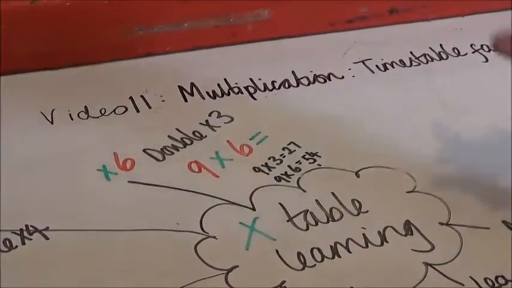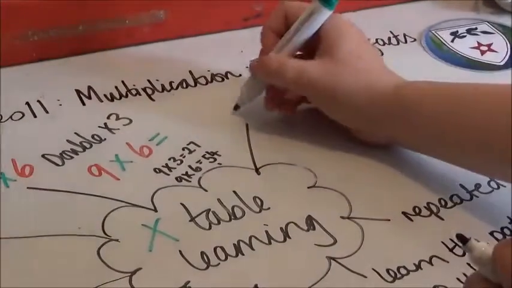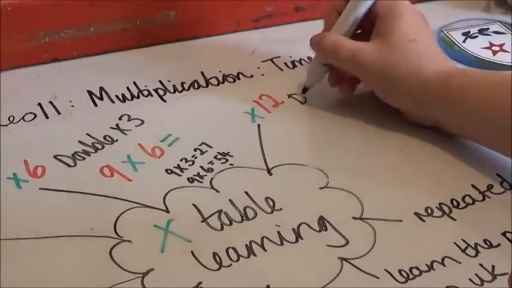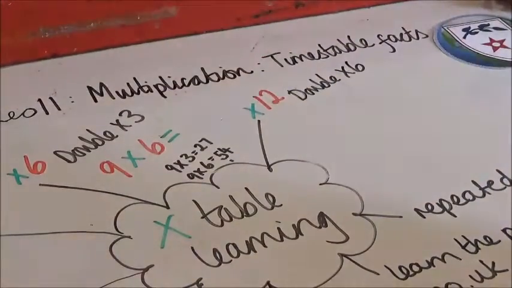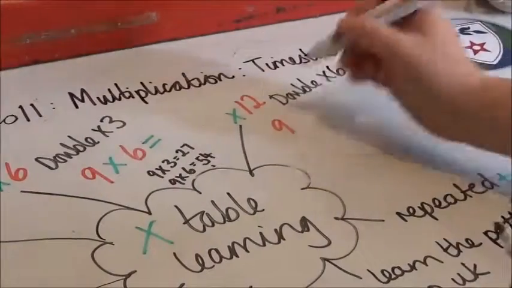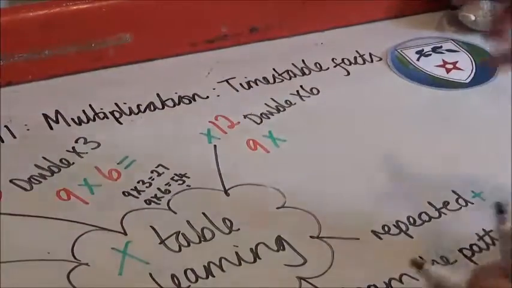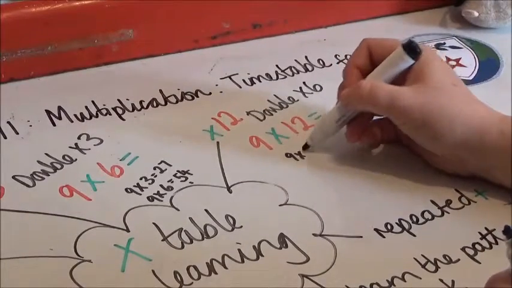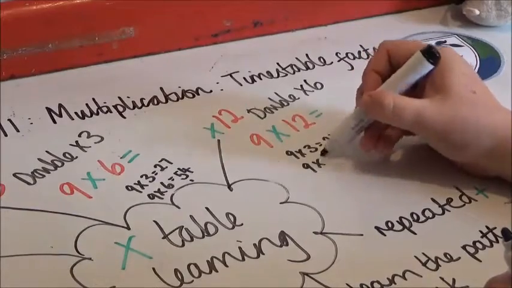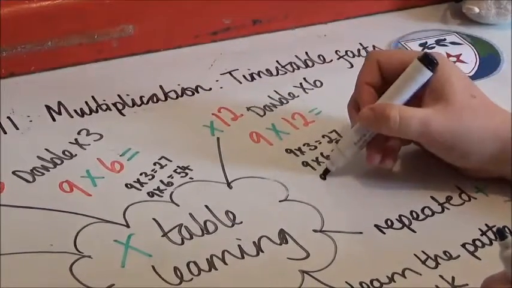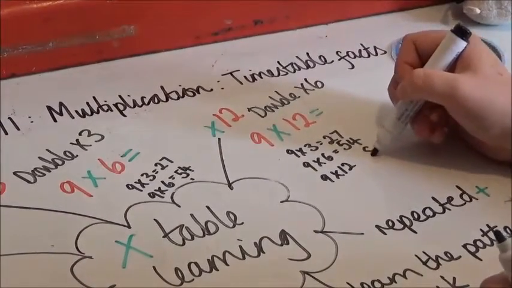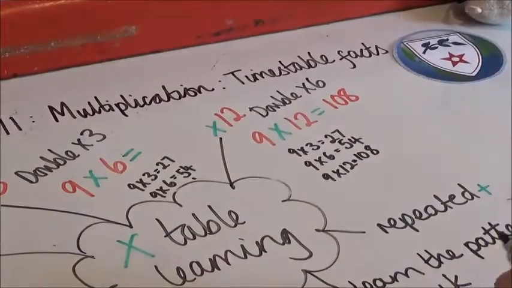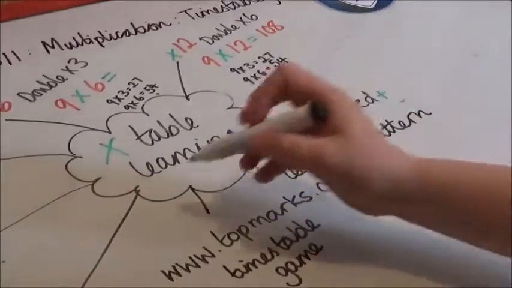And then we could take it even further, because timesing by 12, wrong colour, is the same as double timesing by 6. Go through my example again. 9 times 12 is the same as, going through this bit here, we knew that 9 times 3 is 27. So 9 times 6, double that, is 54. So 9 times 12 is going to be double that. Double 4 is 8. Double 50 is 100. So 9 times 12 is 108.